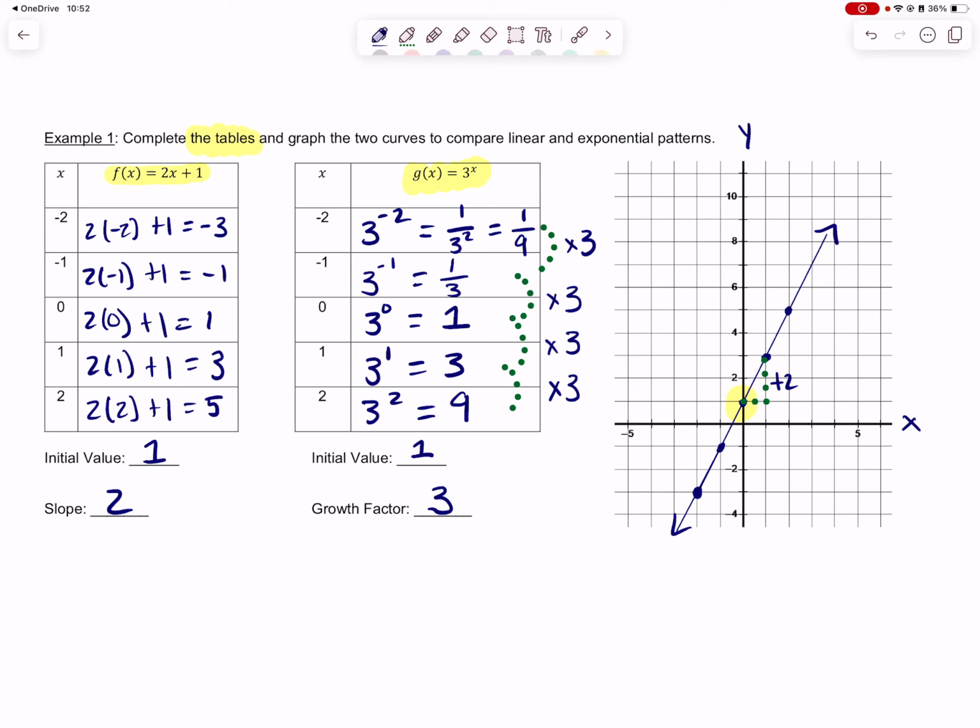And to now plot this on our graph here, if we plot this one maybe in red, then we're going to have negative 2, 1/9. It's going to be hard to put this on the graph, but we're just going to be very close to the x-axis at negative 2. Then we're going to have negative 1, 1/3. And then 0, 1. We'll then have 1, 3. And then lastly, we have 2, 9.